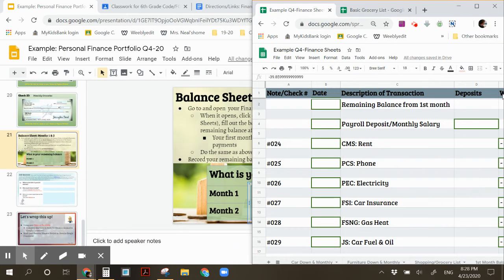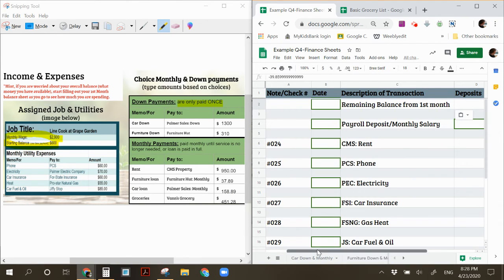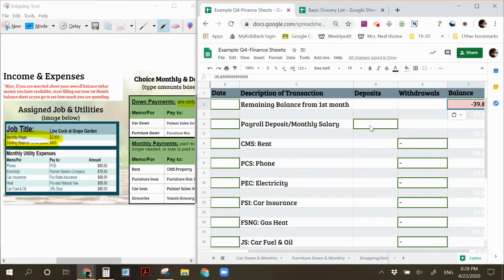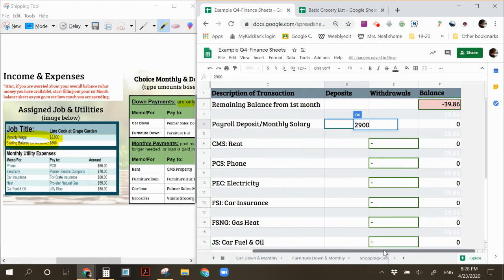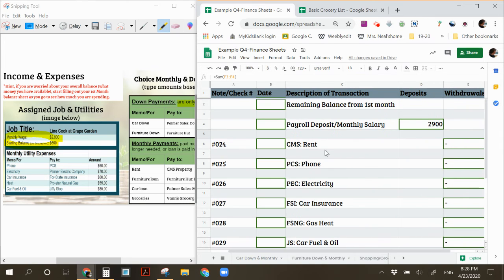And then what I'm going to do is go through and basically do what I just did and fill out my sheet. So starting off right here, I'm going to insert my monthly wage again, which was $2,900. You notice over here, my account fixes itself and shows me I now have a positive $2,860 in my account. Now I'm just going to go down and pay my regular monthly accounts.